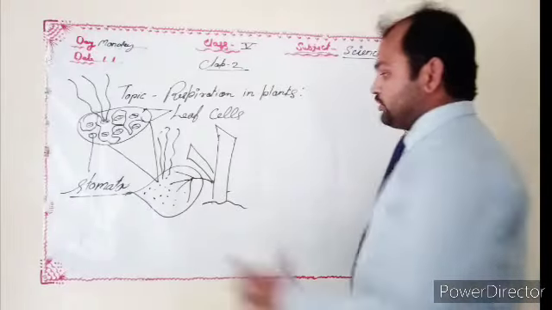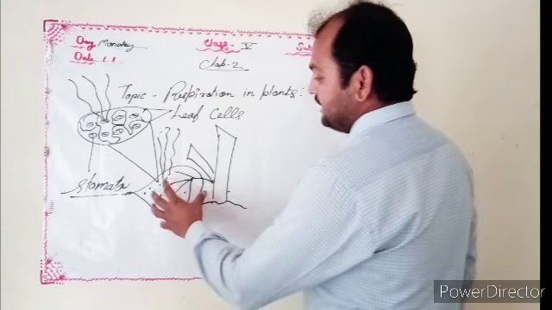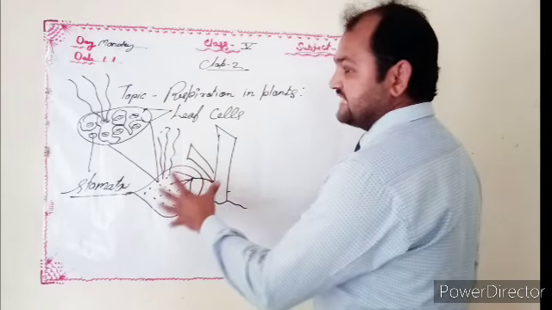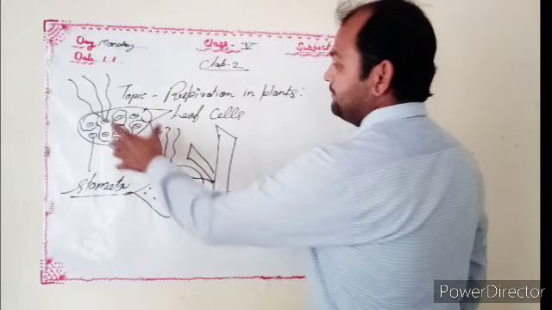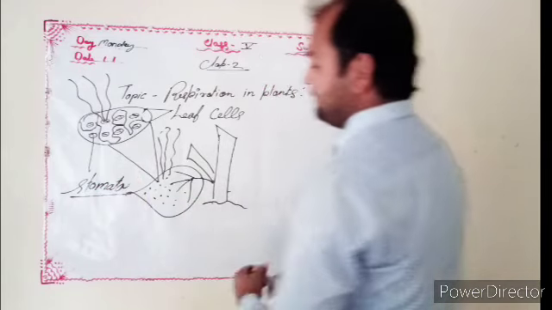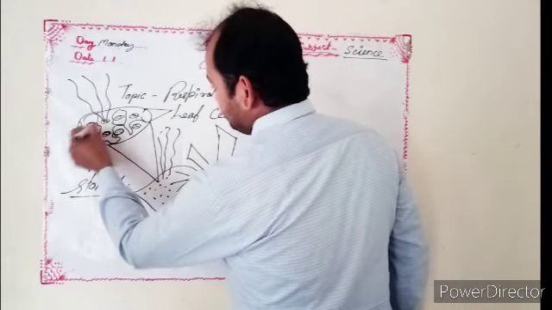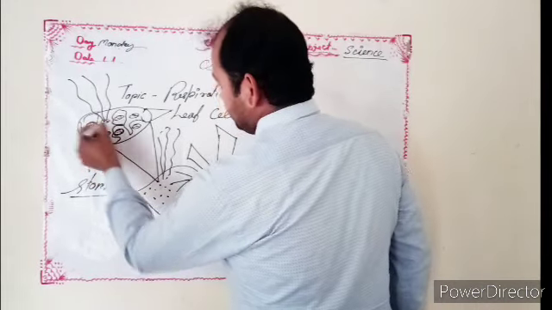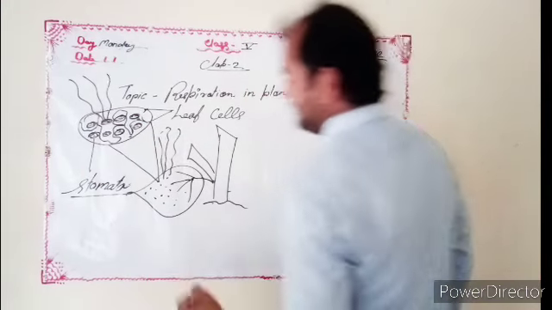Respiration in plants. You are looking at this picture. Here is a small baby plant, you can say. Here is one leaf. I have shown here the structure of a leaf, and here is a diagram of leaf cells and the stomata. These small particles you are looking at are called stomata. And these lines are called leaf cells, and these portions are called stomata.